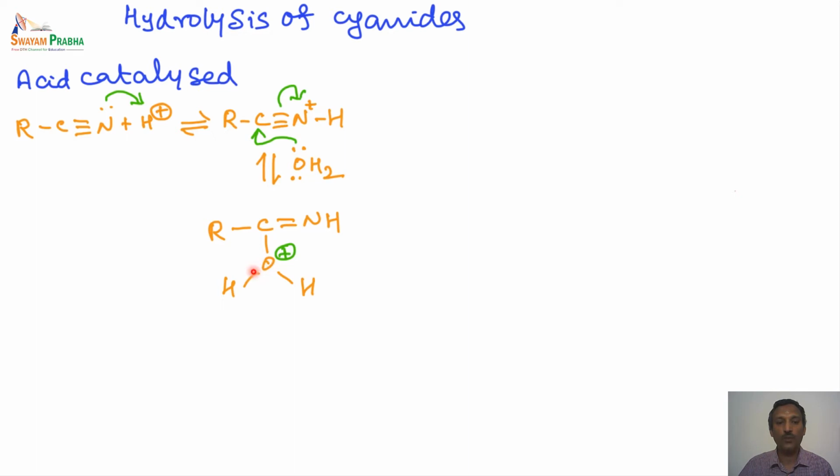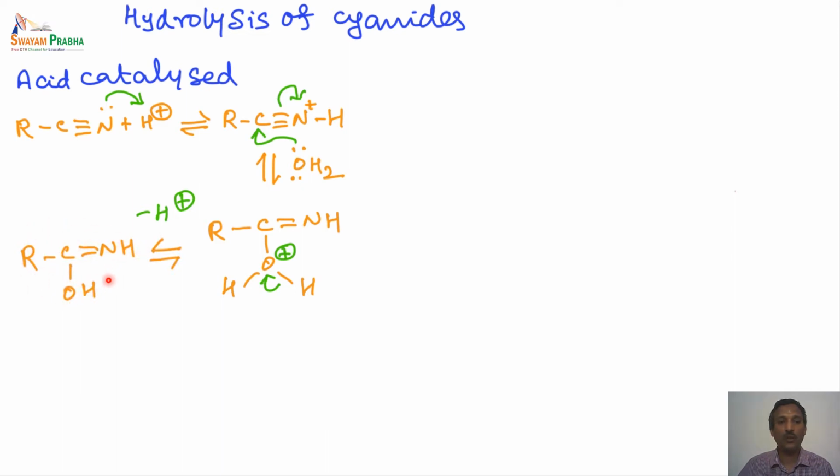And in this intermediate, the oxygen has a positive charge. Oxygen cannot hold a positive charge, so this hydrogen is lost as a proton and the bonded electrons are given to this oxygen. So the loss of H plus ion produces this particular intermediate.